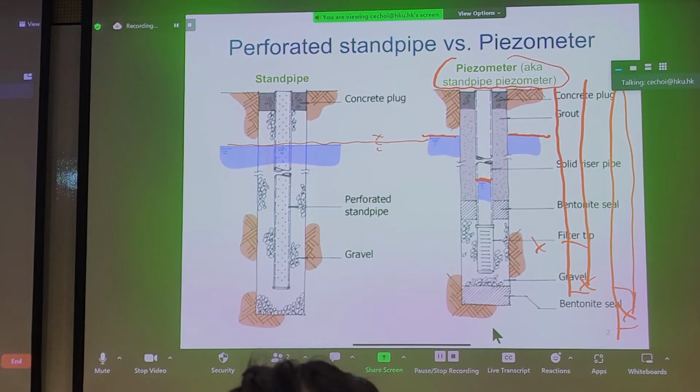So that's from a very superficial point of view, from how the instrument looks like. That's the fundamental difference between a standpipe and a piezometer. But we'll go look at this in a bit more detail before we talk about dewatering again and how we leverage dewatering for, let's say, coffer dam problems.